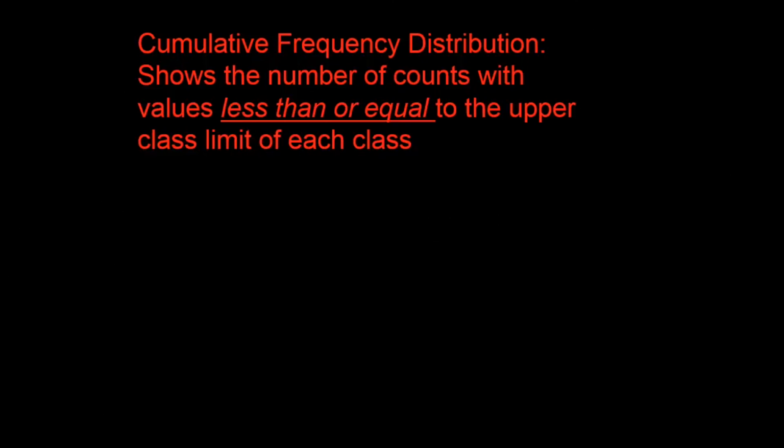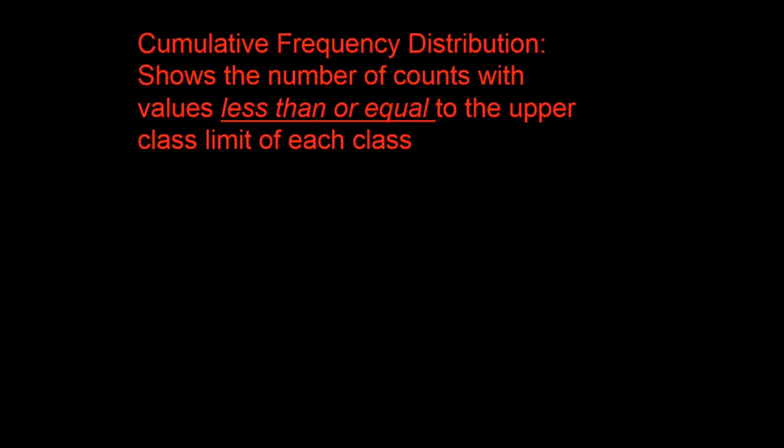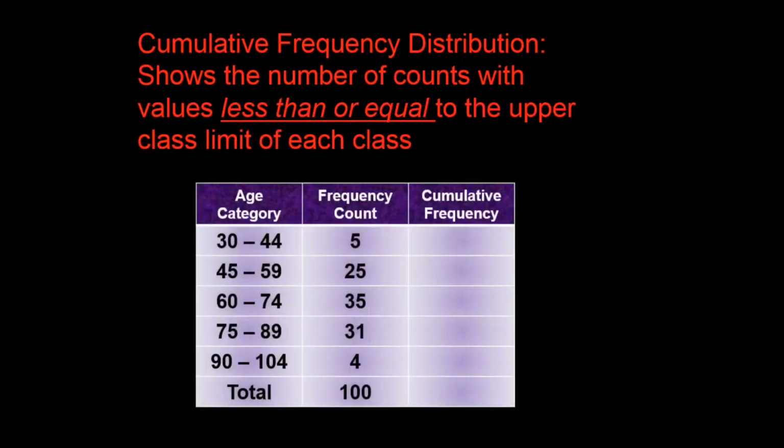It means, is the final on only what we covered since the last exam, or is it on everything from the beginning of the semester, even material that was covered on previous exams? Well, the same holds true for any categories we want to present as cumulative. A cumulative frequency distribution shows the number of counts with values less than or equal to the upper class limits of each class. That means we include in each category the frequency counts in that category and all the counts in the previous categories. So let's take a look at our age categories.